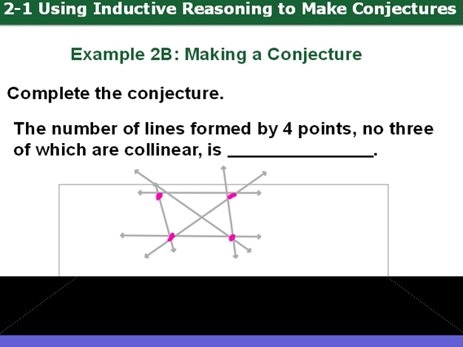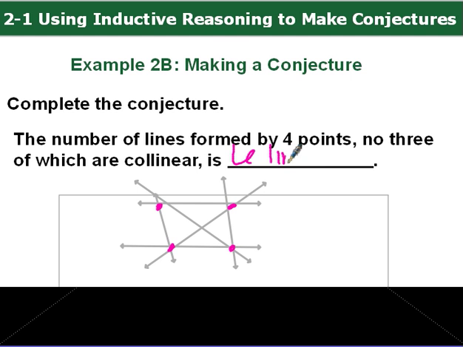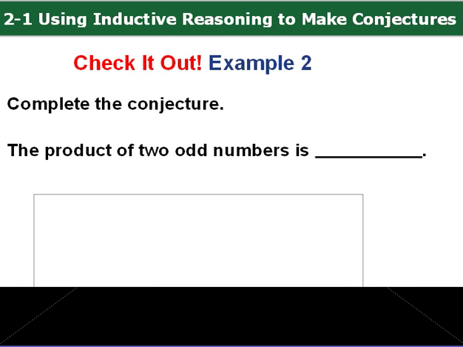I like colors. So, as Miss Briscoe did and I did here, make some examples so you can have an idea of what's happening. All right, this is one for you to try. Complete the conjecture, fill in the blank. The product of 2 odd numbers is blank. So find some examples of multiplying 2 odd numbers and see what you notice about them.